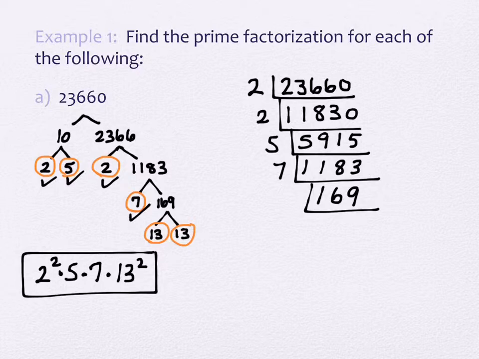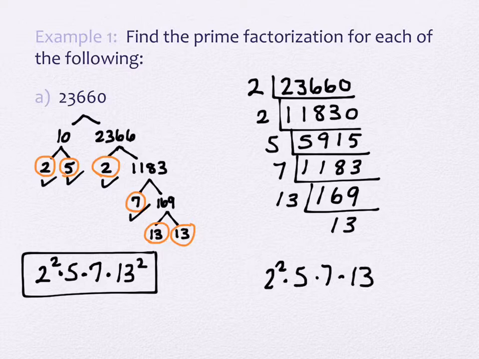And then you would end up with 13. There's no reason to do those if you recognize already that it does divide by 13. That's cool. You can use that. But if you weren't sure of the value, like if it weren't 169 and it were 171 or 173 or something like that, then you could just go up the list of primes. All right, so the answer, of course, is the same. I have 2 squared times 5 times 7 times 13 squared.